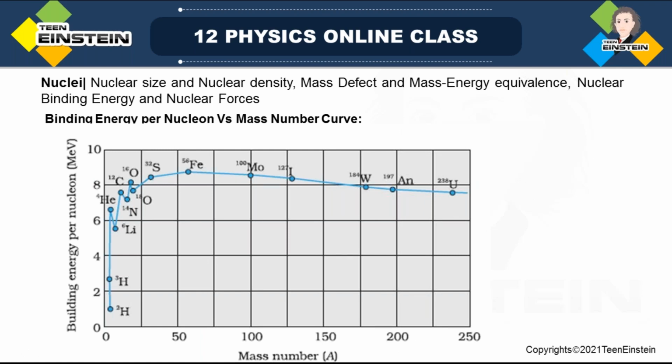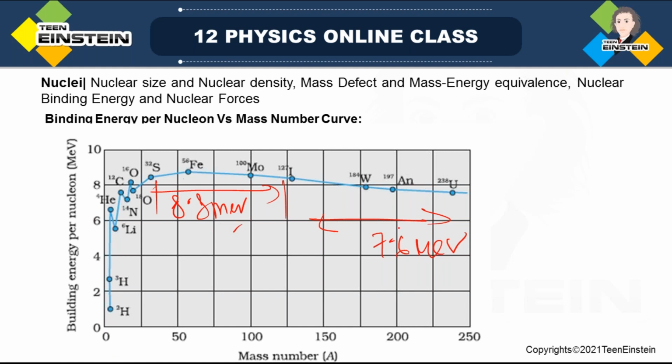If I just mark it here in between, something like here, from here the mass number is almost constant up to here. So these are the most stable nuclei, and the heavy ones have less binding energy than at least this portion. They have 7.6 MeV, and here it is 8.8 MeV.